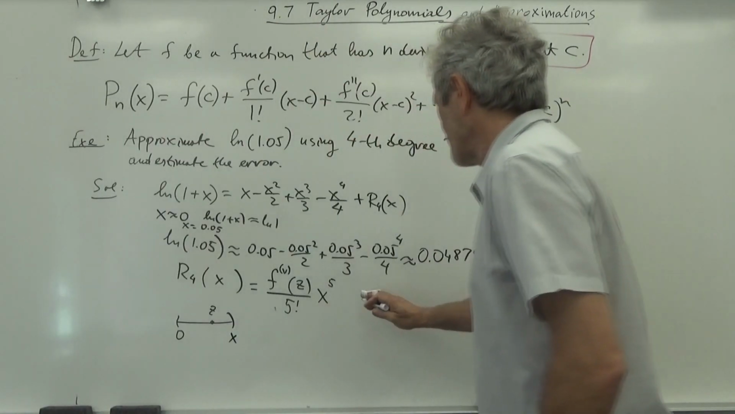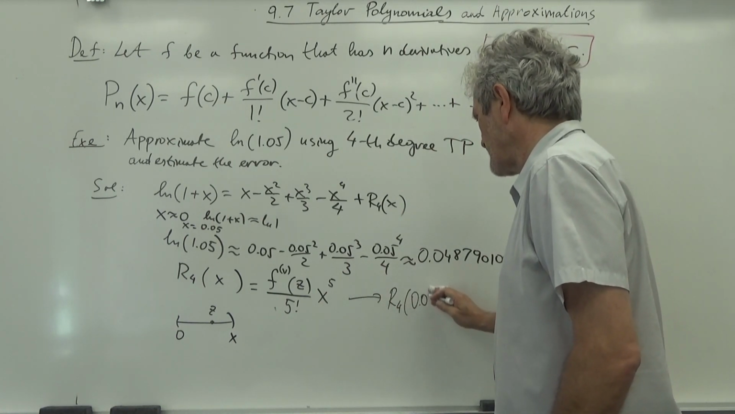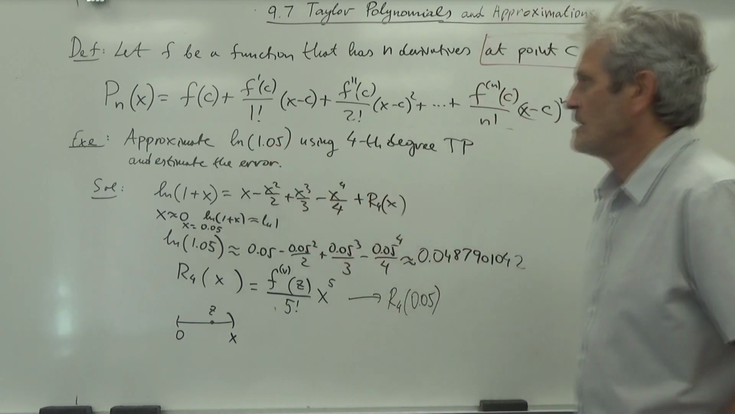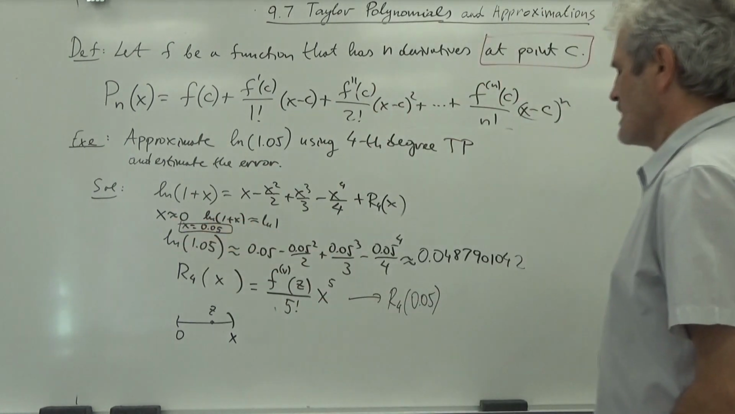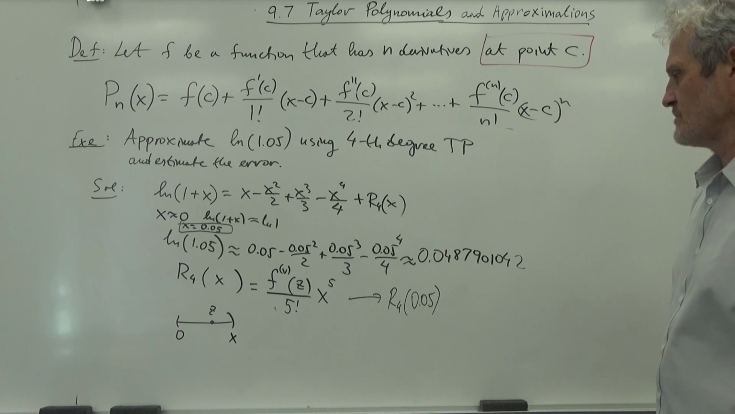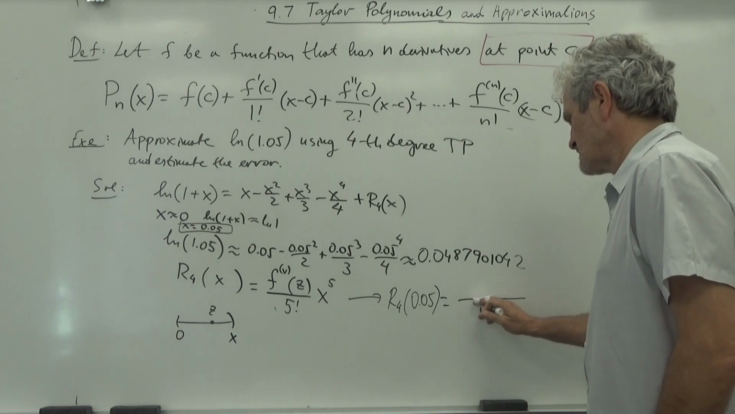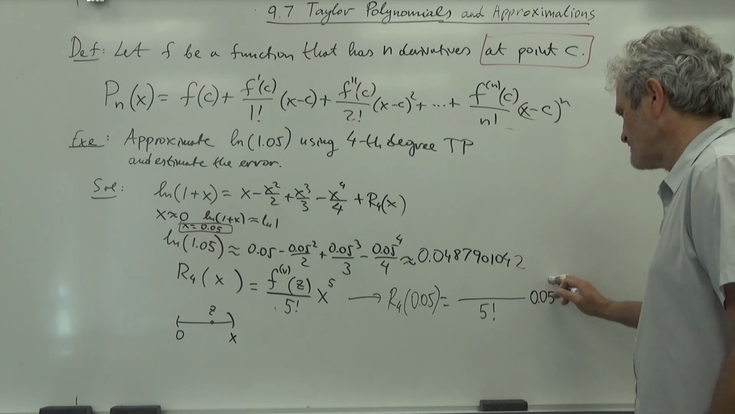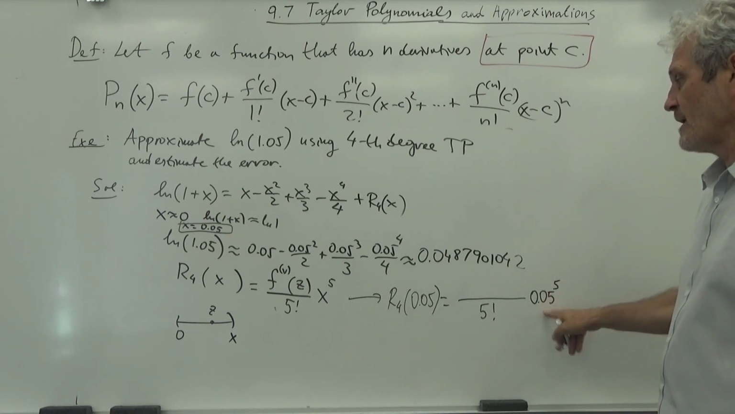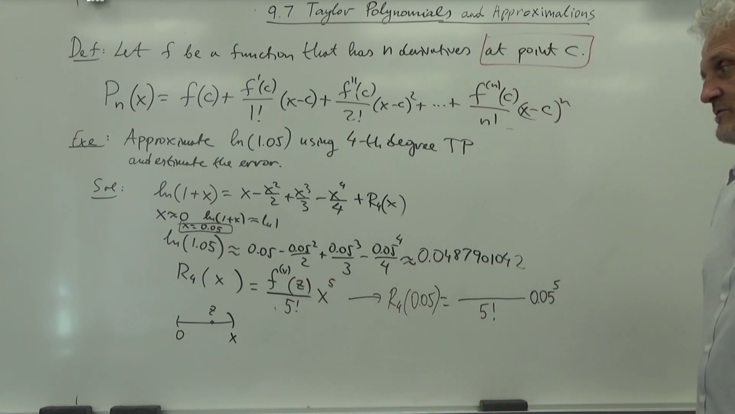So what we want is R4 of 0.05, because we are 0.05 from 1. So we plug in x to be 0.05. And then what would that give us? R4 of 0.05 would have 5 factorial here. That's good because it makes it very small. And this is perfect: 0.05 to the 5th is a very small number, so it's very promising. The only danger is that the 5th derivative might be too high, and then we might be in trouble.